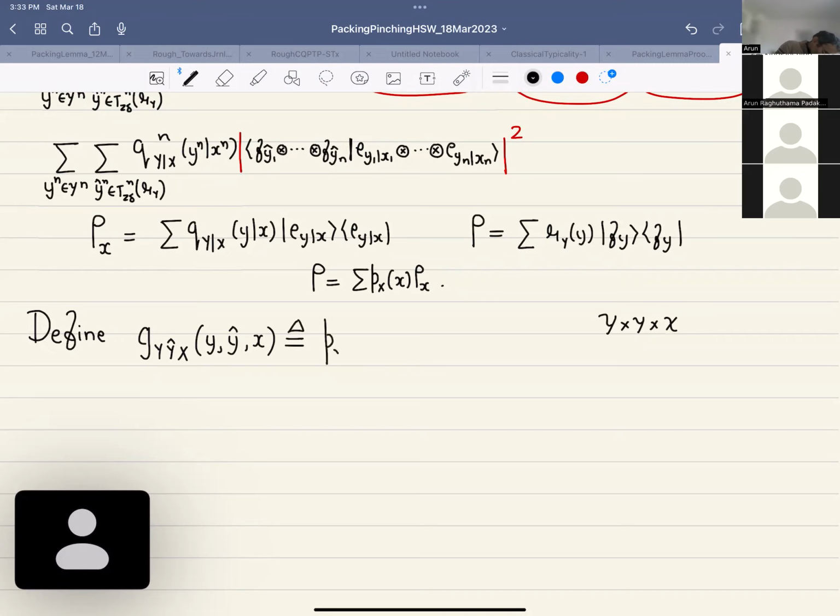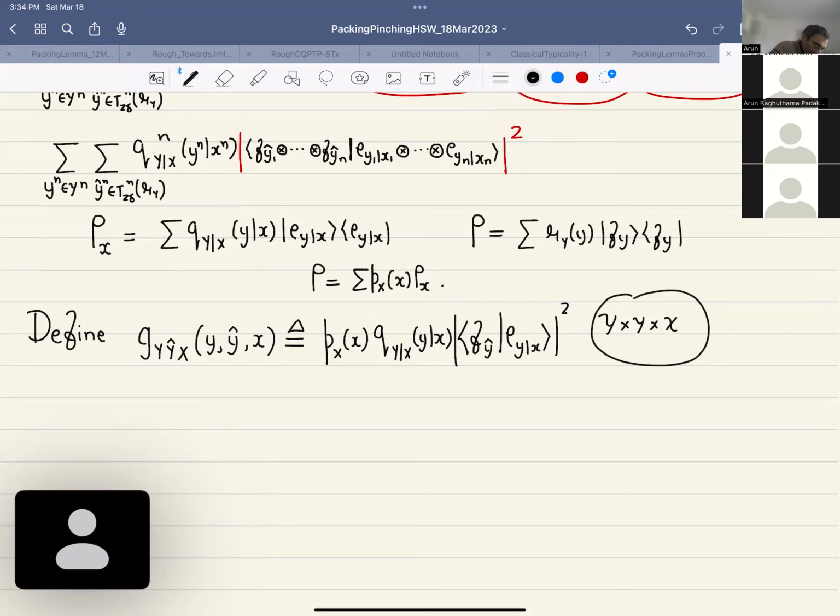It is Px of x times Qy of x, the same thing as we saw so far, times this quantity f y hat Ey given x. Just bear with me, and we'll see how it goes. So I defined this new distribution on y cross x.